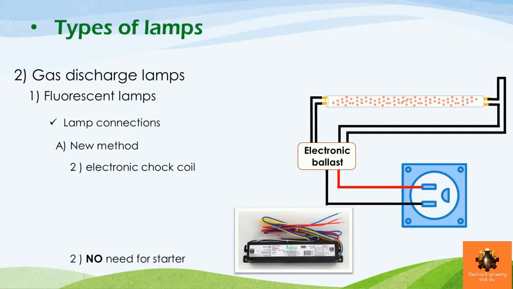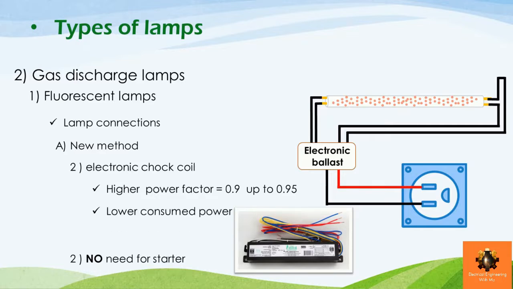And this electronic choke coil has a higher power factor than the magnetic choke coil. So its power factor ranges from 0.8 to 0.85. And for that reason, the electronic ballast or the electronic choke coil has a lower power consumed, but its disadvantage is that its lifetime is low. So that's the different configurations of the fluorescent lamp.